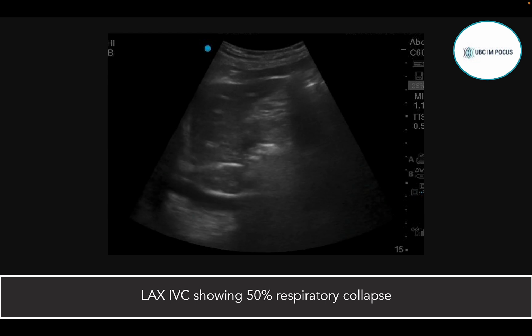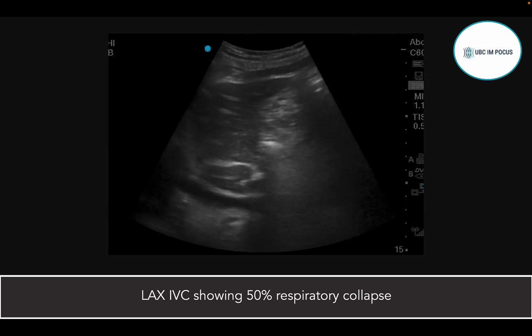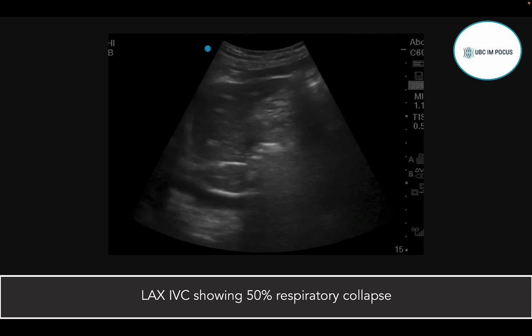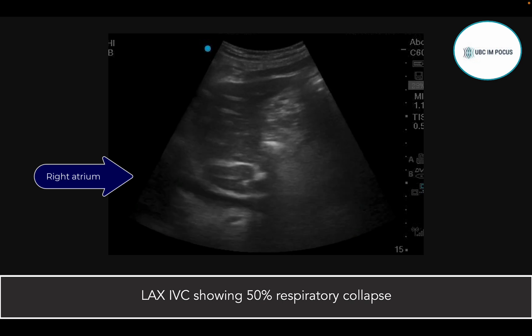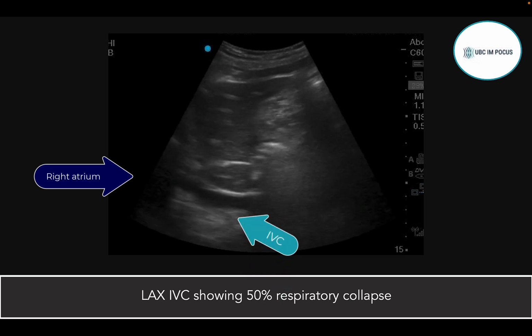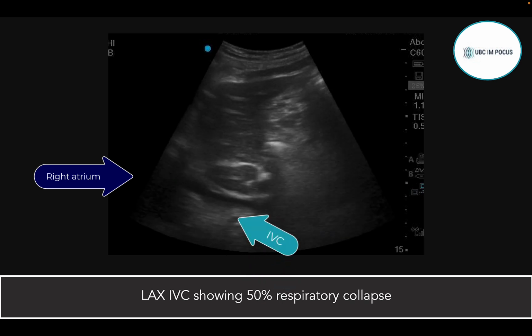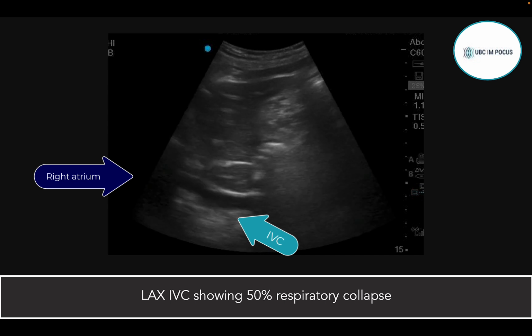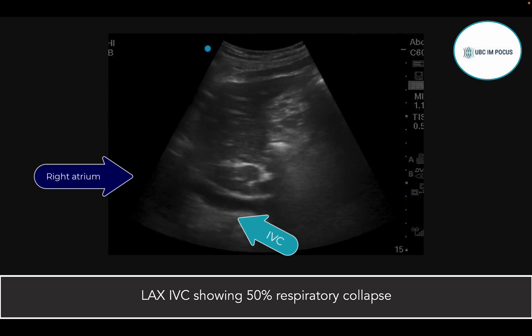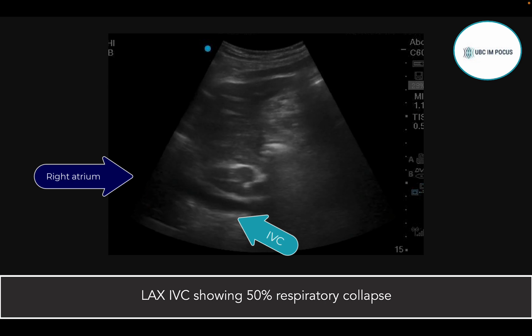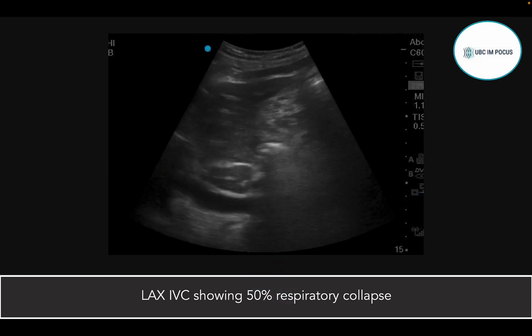Here we have a long axis IVC. So we're using the curvilinear probe on the abdominal preset. Heart is to screen left because I can sort of see some movement there. We don't clearly see hepatic vein draining into the IVC in this view, which ideally we would see, but we can see two kind of bright hyperechoic walls of the IVC. And we see probably at least 50% respiratory collapse. As a reminder, we always want to look in two views. We would want to check this in short axis and make sure that we're not just seeing the IVC moving in and out of our plane of view with respiration.